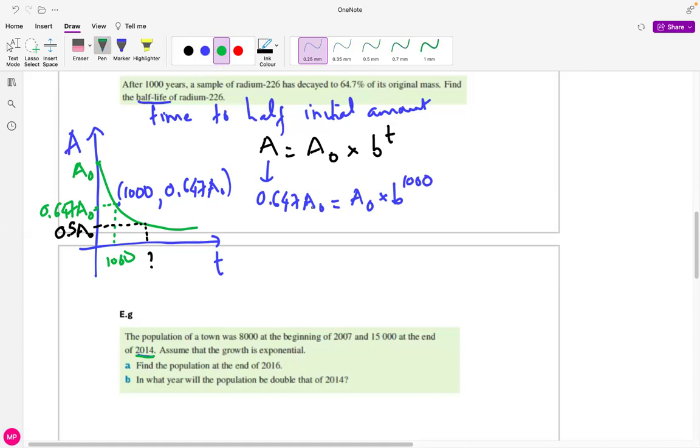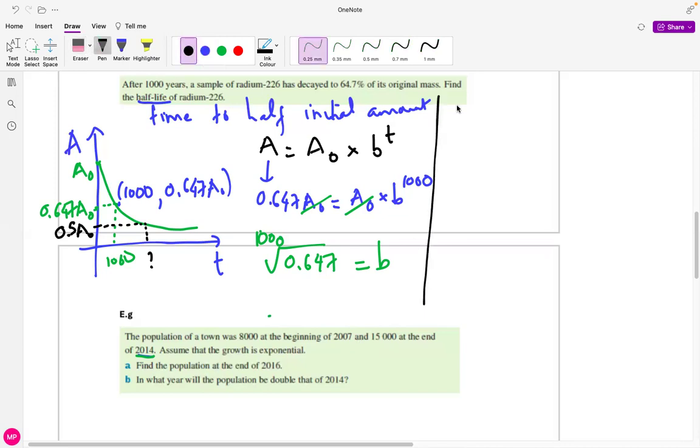Okay? Then we solve for b. So what we can see here is A0 and A0 technically go away. Then we want to carry up 1,000, so we root that. Oh, sorry, 1,000th root of 0.647 equals b. Okay. So whatever that is, I can put that on my calculator to know the approximate solution, but I just leave it for now, right? Because I want to leave an exact form.